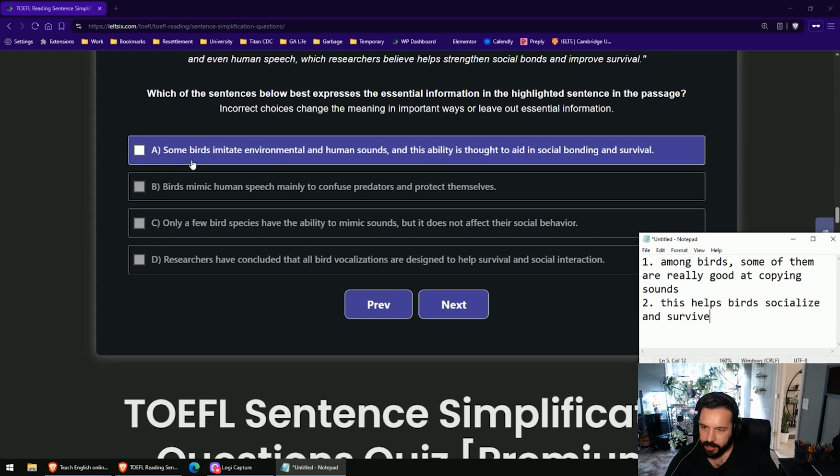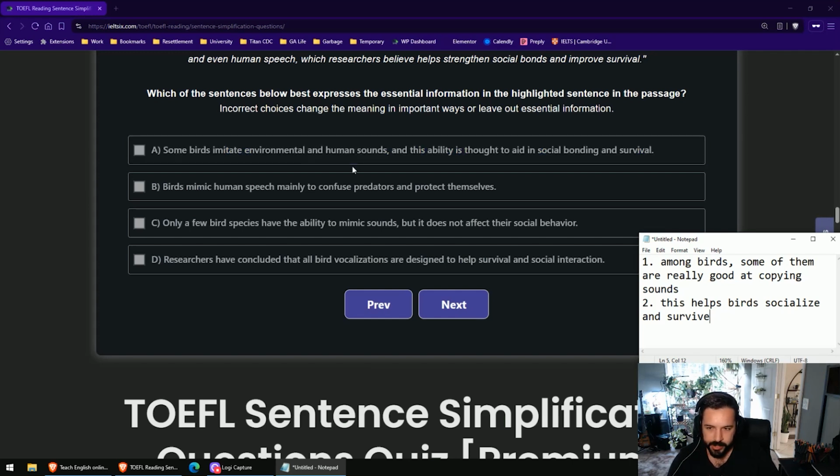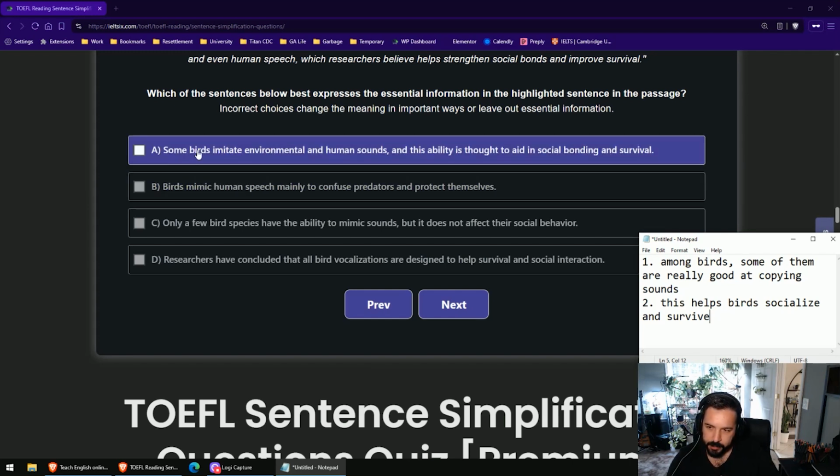So, let's see. Some birds imitate environmental and human sounds. True. And this ability is thought to help in social bonding and survival. That is correct, 100%. So that's going to be the option that we choose.